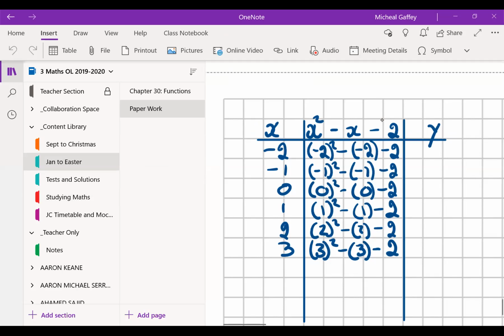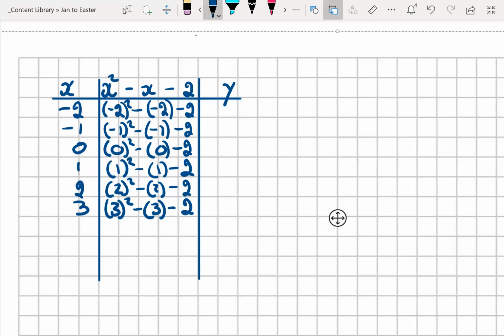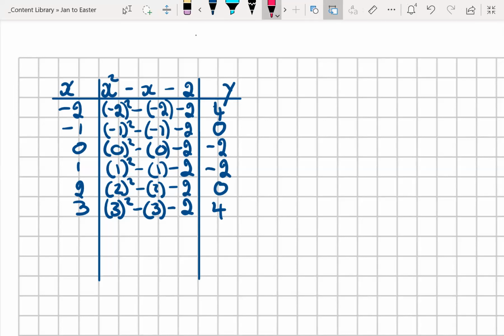So what are my results here? What are the output results? When x is -2, it works out that y, or the output value, is 4. Then 0, -2, -2, 0, and 4. And the couples, these are what we'll use to make our graph: -2, 4, so that would be this and this, then underneath that, and so on.